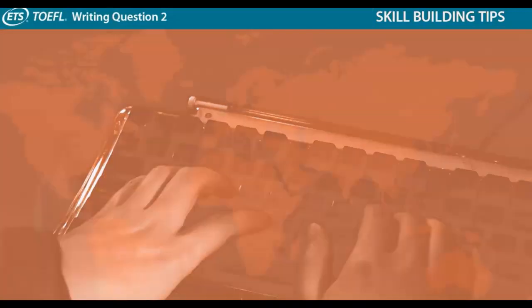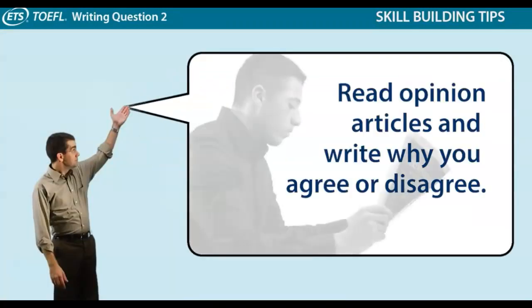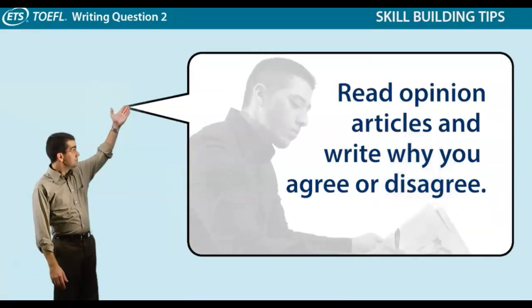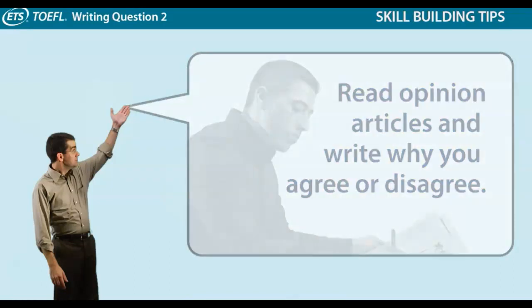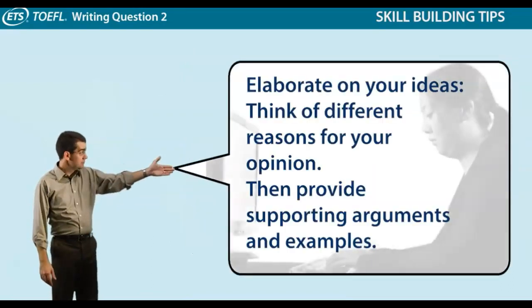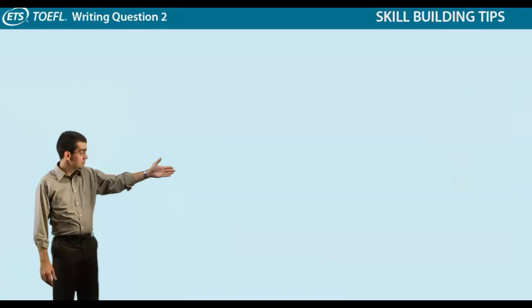Now, here are some tips for improving your writing and getting ready for the writing for an academic discussion task. 1. Find articles in newspapers or on websites that express opinions. Read them and write about why you agree or disagree. 2. Elaborate on ideas as much as you can. Practice by thinking of different reasons why you feel a certain way about a topic.